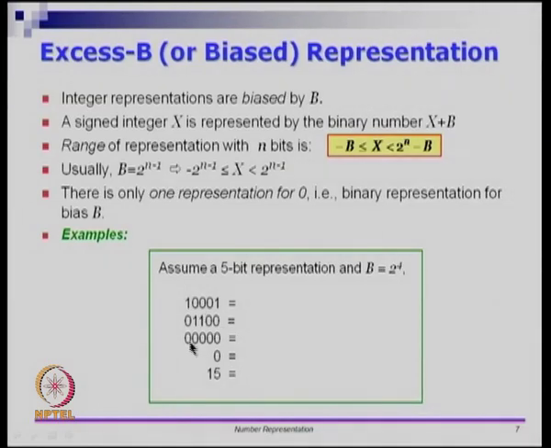Then 0 followed by all zeros, right? We have already added 16 to it, so I have to subtract 16 from it. So, it will be minus 16 and so on. And I suggest that you go and do the representations for 0 and 15 yourself.